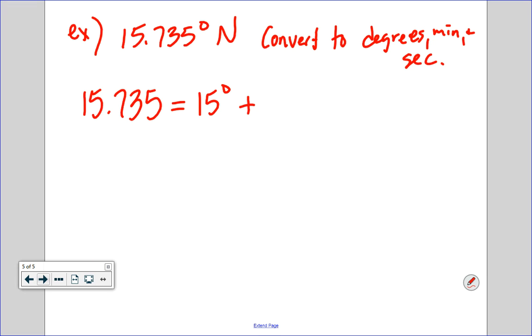plus, now we got to figure out, okay, how can I convert that to minutes and seconds? Well, 0.735, my decimal, and how many minutes were in a degree? 60. So times 60 minutes.